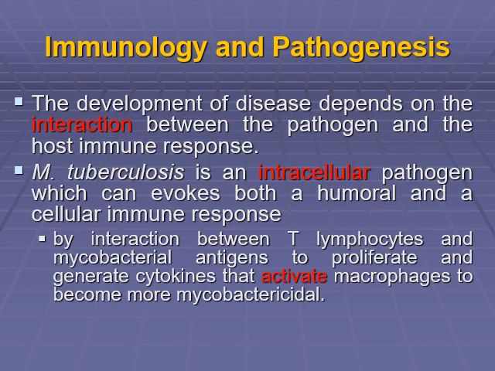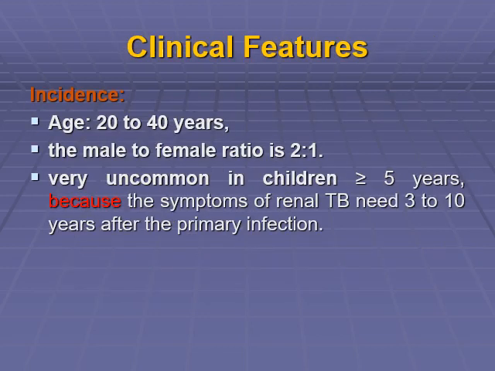So what about the immunology and the pathogenesis? The development of the disease, as we said before, depends on the interaction between the pathogen and the host immune response. Mycobacterium tuberculosis is an intracellular pathogen which can evoke both humoral and cellular immune responses, through interaction between the T lymphocyte and the mycobacterial antigen, to proliferate and generate cytokines which activate the macrophages to be more bactericidal. What are the clinical features?